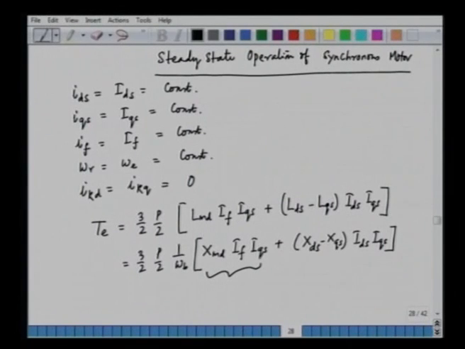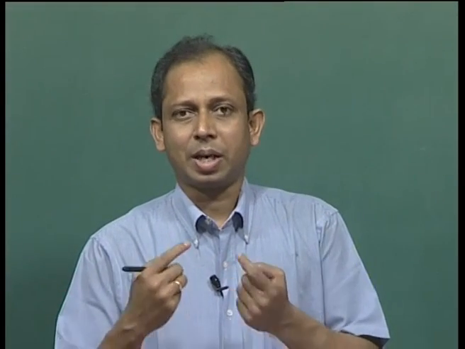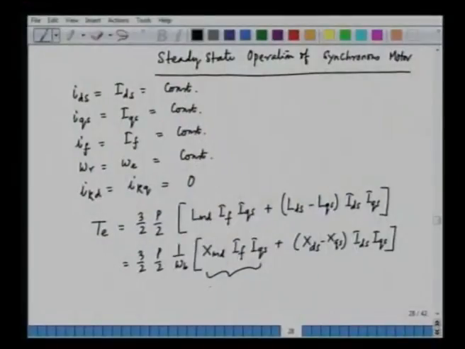The first part is called the reaction torque. This is because of the reaction between the field and the stator current or the armature current. This is also called the field torque. It is produced because of the field current. So, we can call this to be the reaction torque or field torque.